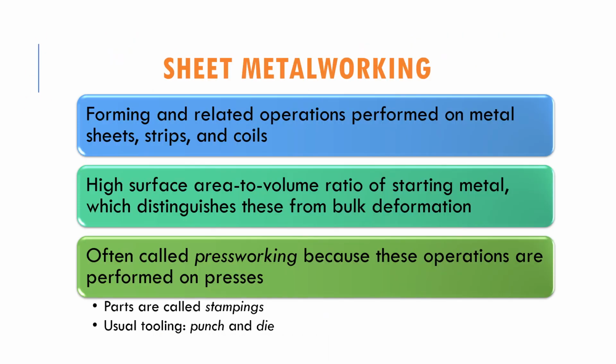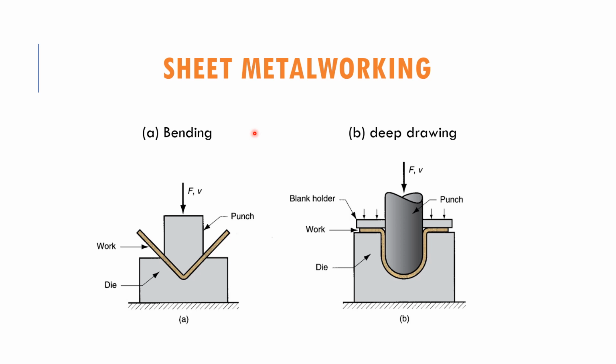Sheet metal working, on the other hand, is the forming operation related to the forming of sheet, strip and coil. Compared to the bulk deformation, it has a high surface area to volume ratio of the starting material. This one will be distinguished from the bulk deformation. This operation is usually called press working because it is usually performed in a press. The part will be called a stamping, and the tool will be punch and die. So here are some examples of the operation under the sheet metal working.